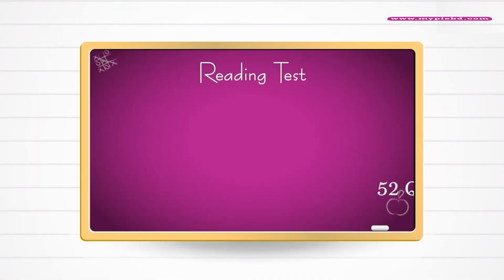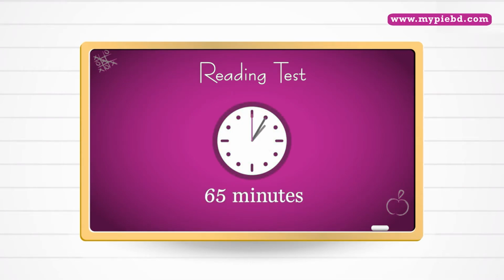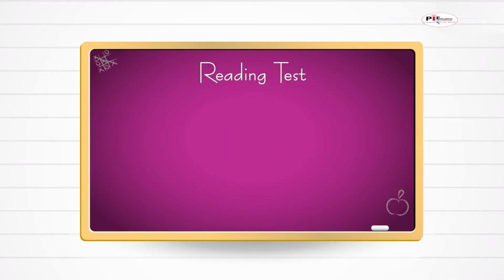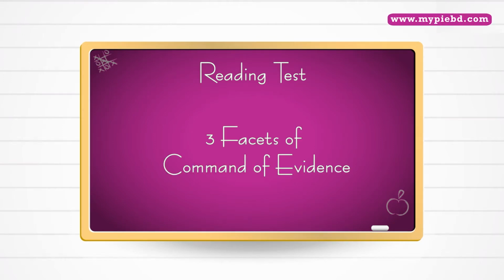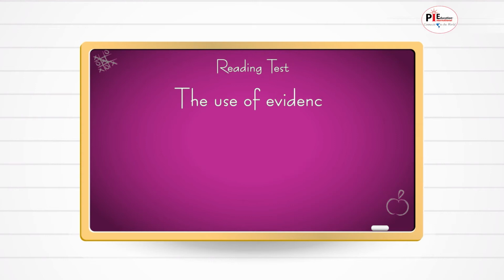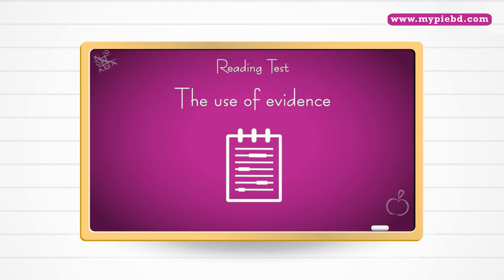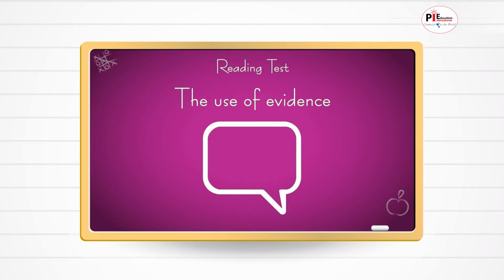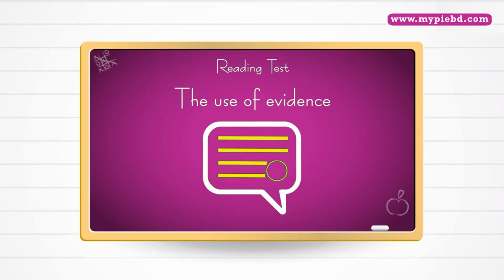The reading test has 52 questions which have to be completed in 65 minutes. The reading test will assess 3 facets of command of evidence. The use of evidence. Students need to find the evidence in a passage that best supports the answer to a previous question or that serves as the basis for a reasonable conclusion.